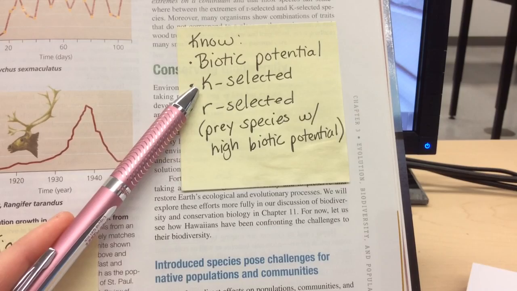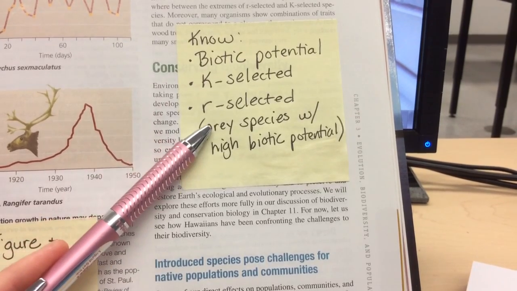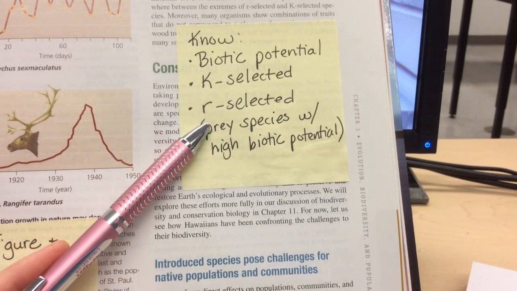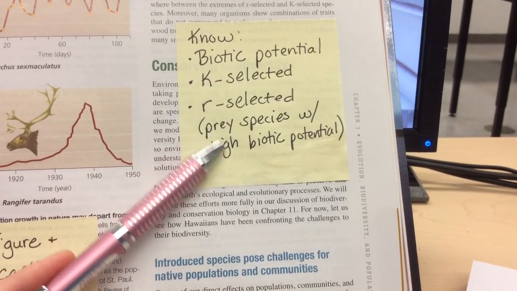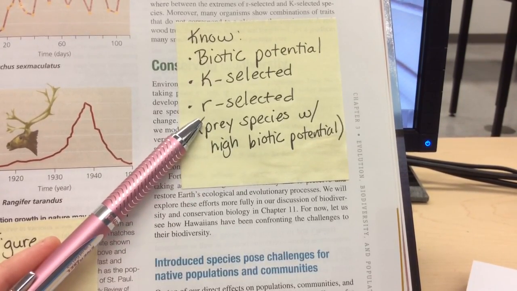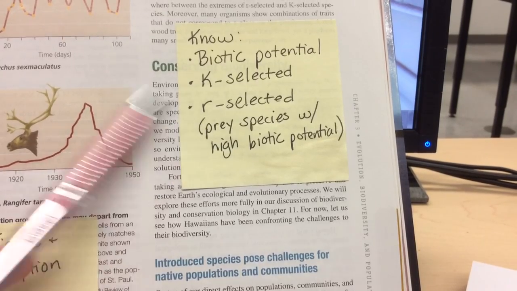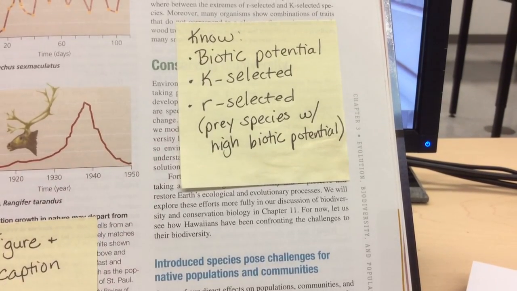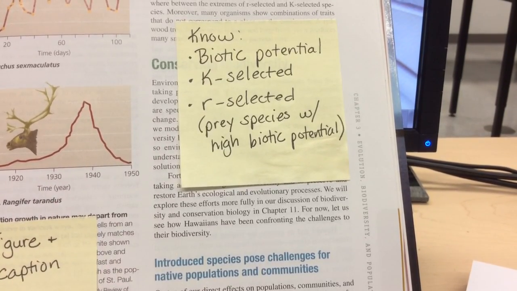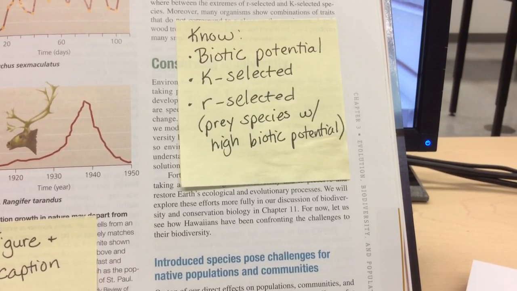So that's K-selected. R-selected species have very little parental care. They grow up fast and they make lots of babies. And we call them R with a little r because little r is the symbol for growth rate. And so these often just have a very high growth rate, and so that's why they're called R-selected.